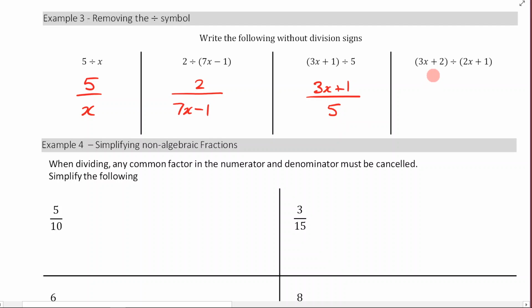And last but not least, here, this is going to be 3x plus 2 over 2x plus 1. So those are your answers for those questions. So pretty simple idea there, nothing too tricky. You just need to make sure that you're not writing that division sign, but rather writing it like this, and also be aware of those brackets.